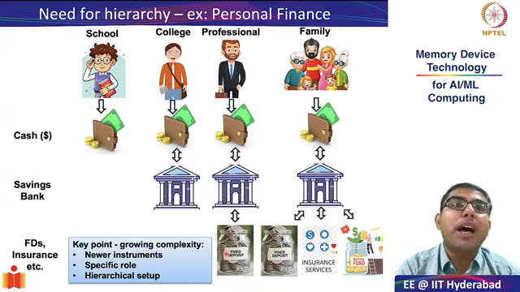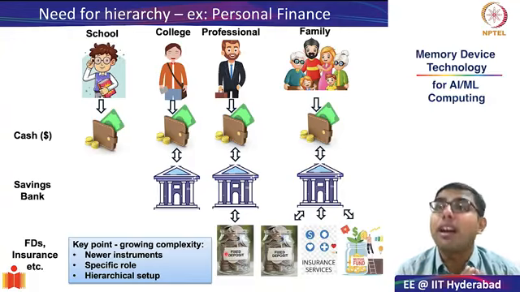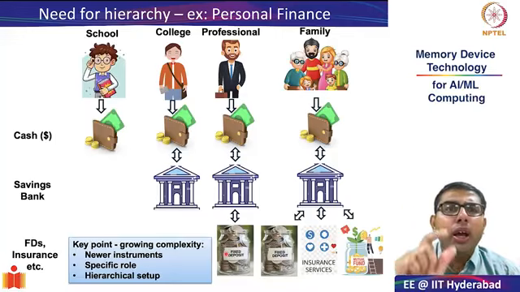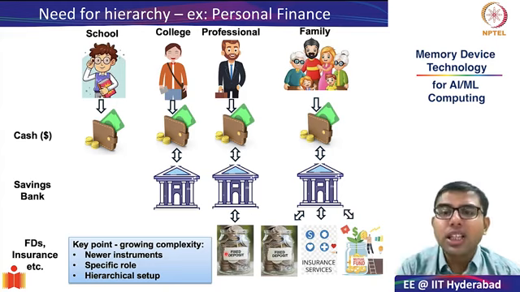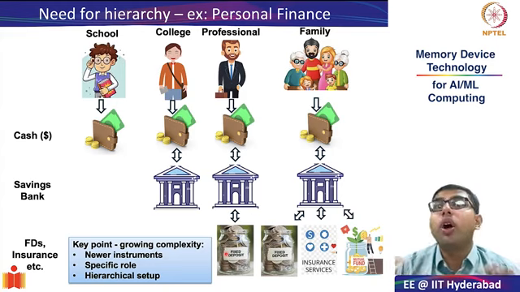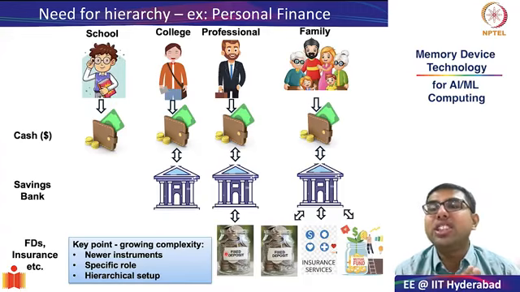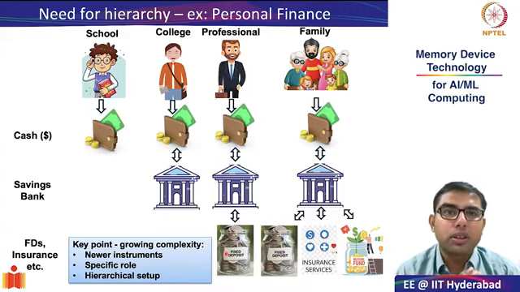What a school kid can manage with personal finance, a family man cannot. Also, each of these new instruments has a place in the chain of hierarchy. They perform specific roles. For example, cash is for immediate needs, whereas fixed deposit is for long-term needs, right? And all of this is arranged in a so-called hierarchical setup.